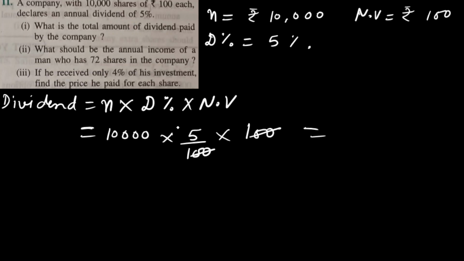So what am I left with? 5 into 10,000. When you multiply, 5 into 1 is 5. How many zeros are there? 1, 2, 3, 4. So 50,000. So the total amount of dividend paid by the company is this. This is for the first. Now what is the second part? In the second part they are asking what should be the annual income. Annual income is the same thing, dividend only, but what is the number of shares now? 72. So I'll just write it as annual income.